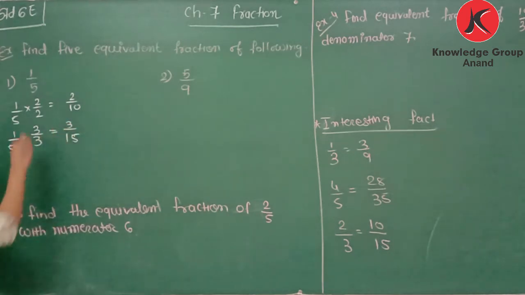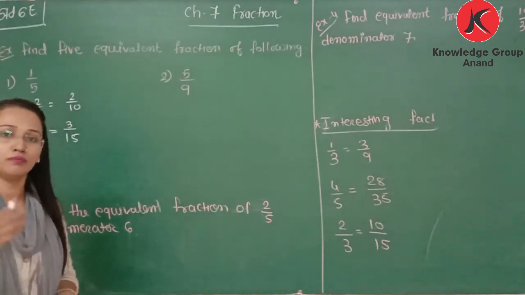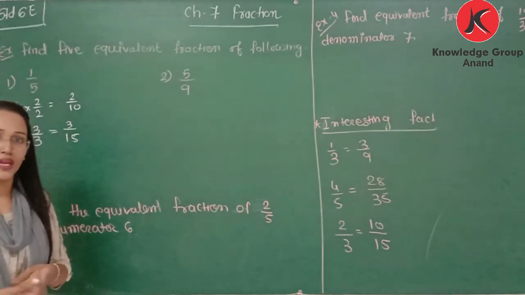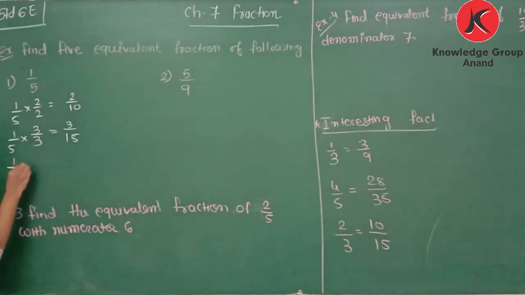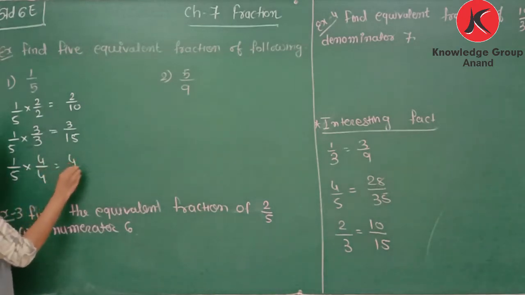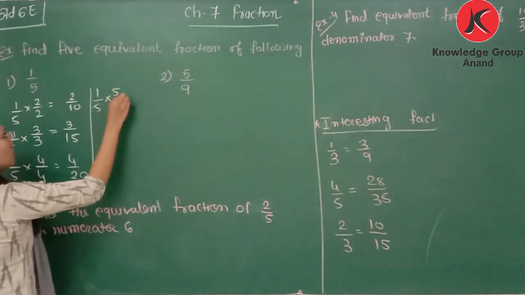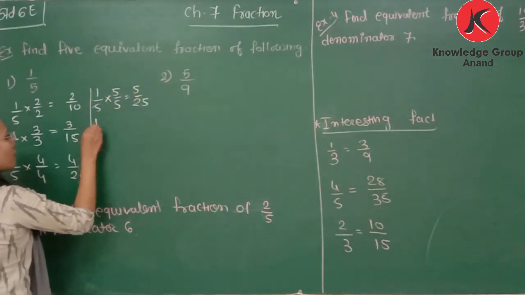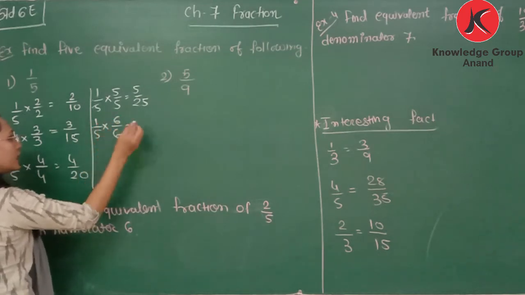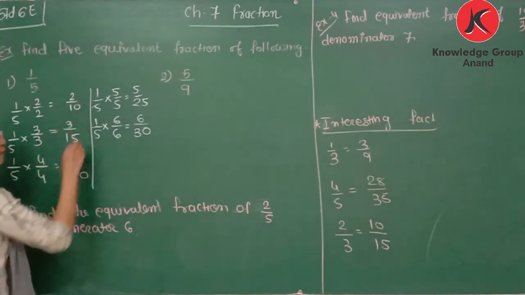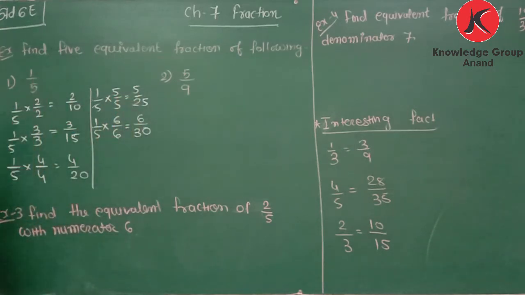Again, it is not necessary that you multiply with 2 and 2, 3 and 3. You can take any number. You can take 10 in the numerator and 10 in the denominator, 15 and 15, 12 and 12. Now 1 by 5 is multiplied with 4 and 4, 4 by 20. 1 by 5 multiplied with 5 and 5, so it is 5 by 25. 1 by 5 is multiplied with 6 in the numerator and denominator, so 6 by 30. So these 5 fractions are equivalent to 1 by 5.